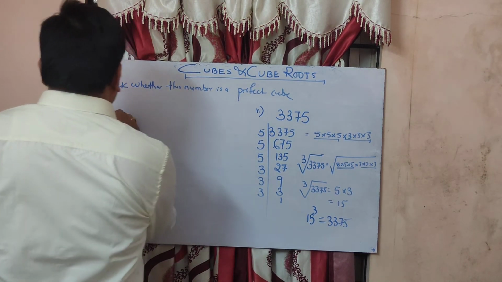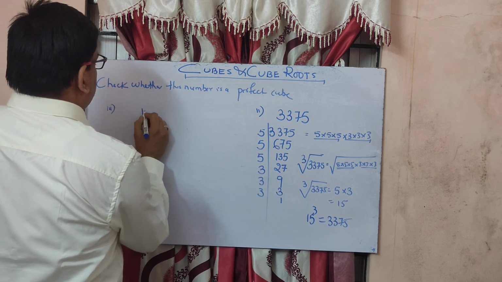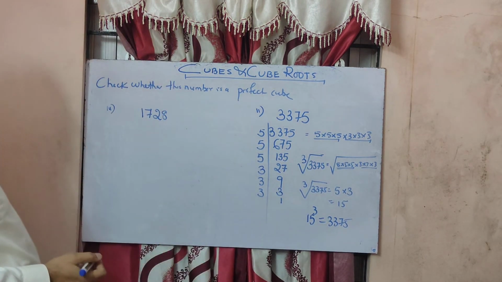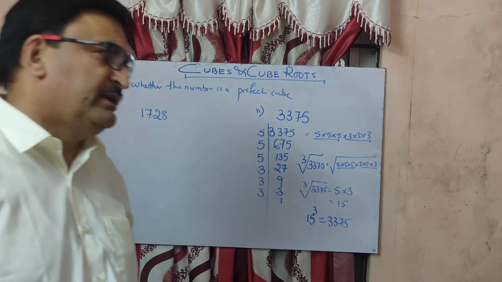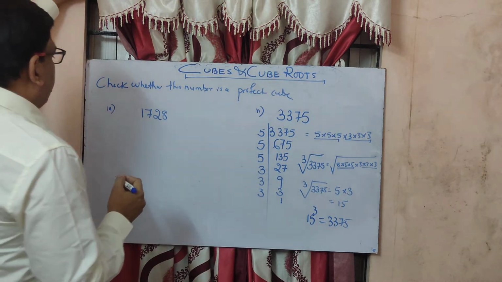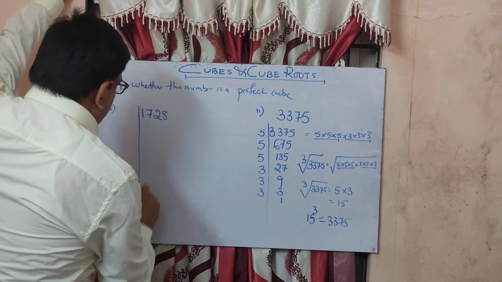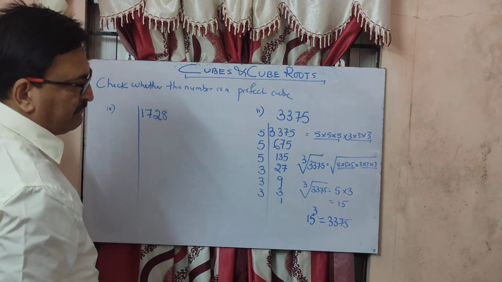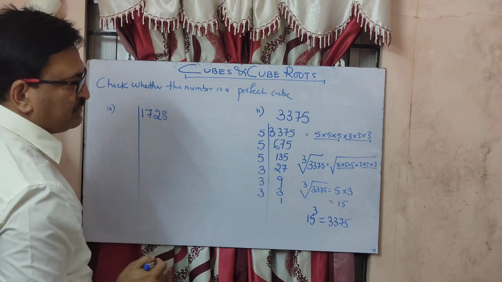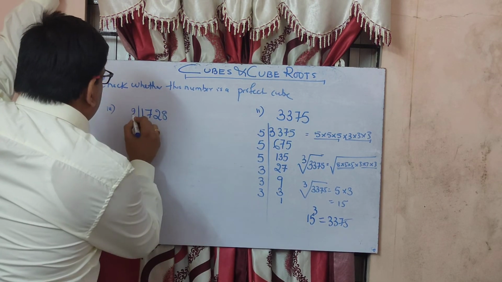Another number we will take, that is 1728. This is a number. Now again, what you have to do? First of all, you need to find out the prime factors of this number, 1728. Now let us find out the prime factors of this number. Being the last number is an even number, so divide it by 2.